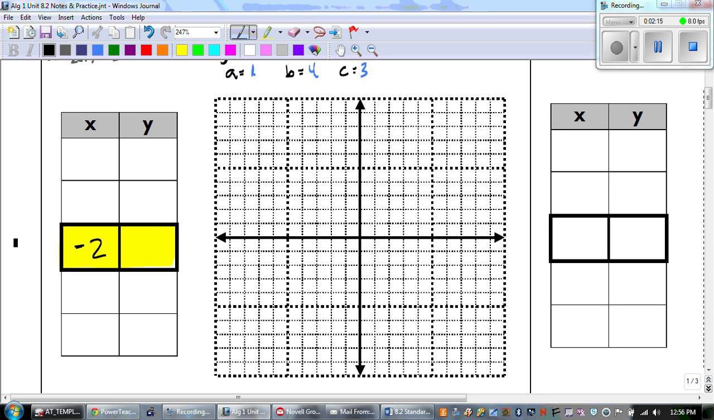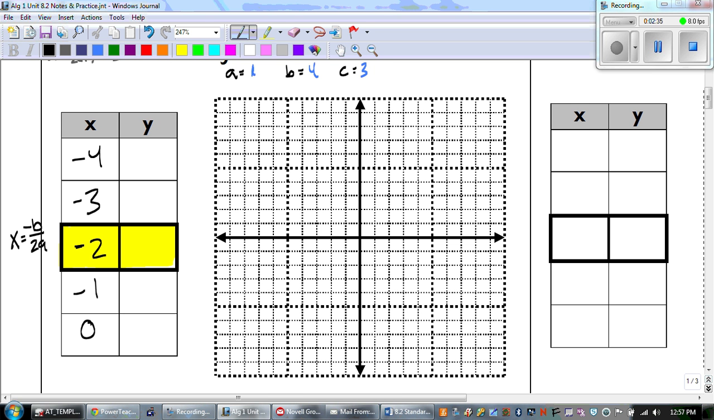If you want to write a little reminder, the way that you found that was the opposite of b over 2 times a. Now that tells me the other two numbers I need to look at are negative 3 and negative 4, and then negative 1 and 0.